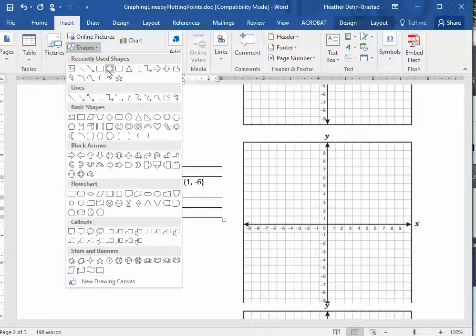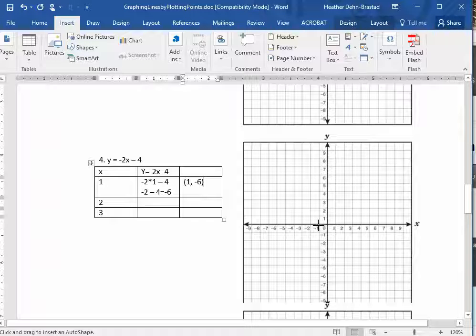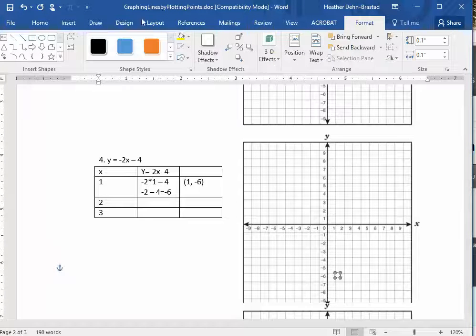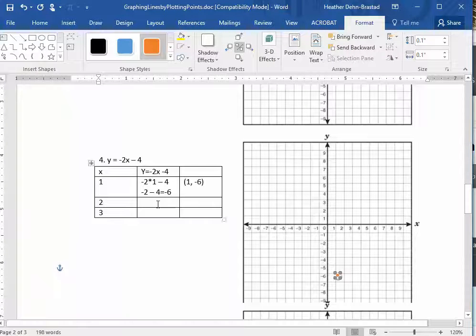So when I graph this point, I have to go over to negative 1 on the x-axis. Oh, no, sorry, it's positive 1. Over to positive 1, and then down negative 6 on the y-axis. So this is negative 1, negative 2, negative 3, negative 4, negative 5, negative 6 is right here. And put your point there. And that's our first point.